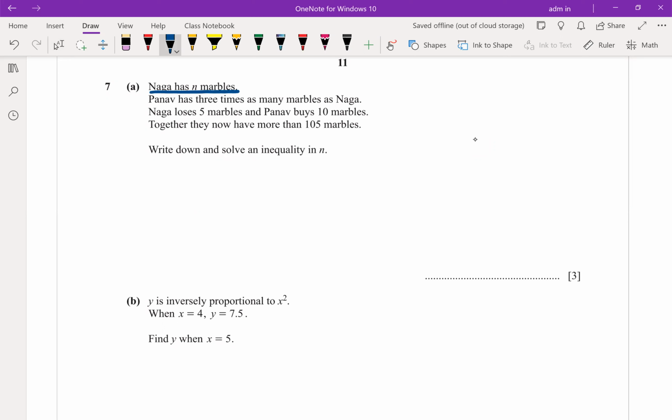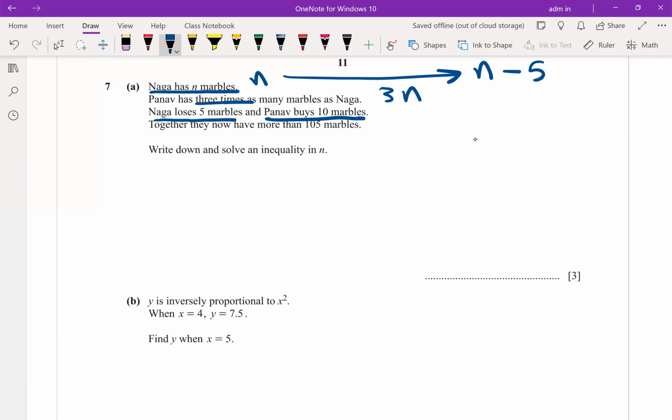Naga has n marbles. Bamp has 3 times. What is 3 times of n? 3n. That clear? 3n. We start with n. 3 times means 3n. When it loses 5, instead of n it becomes what? When it loses 5, n minus 5.